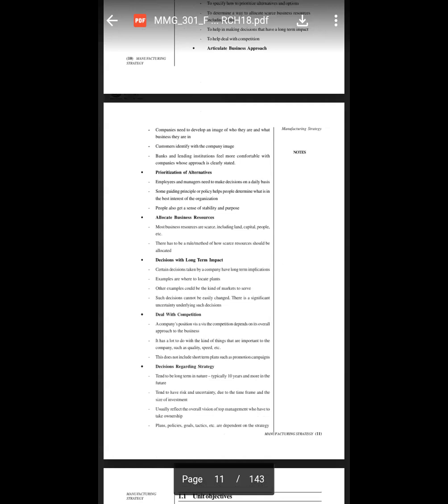Now, next, we are going to discuss the allocation of business resources. Now, see, most business resources are scarce, including land, capital, people, etc. Right? Now, I will give you an example state-wise. If you go to a state like Uttar Pradesh or Bihar, you will find more population. Even in West Bengal, the population is very high. So the resources as compared to the population are very few. Resources are less and the population is very high, due to which they are facing problems, right?